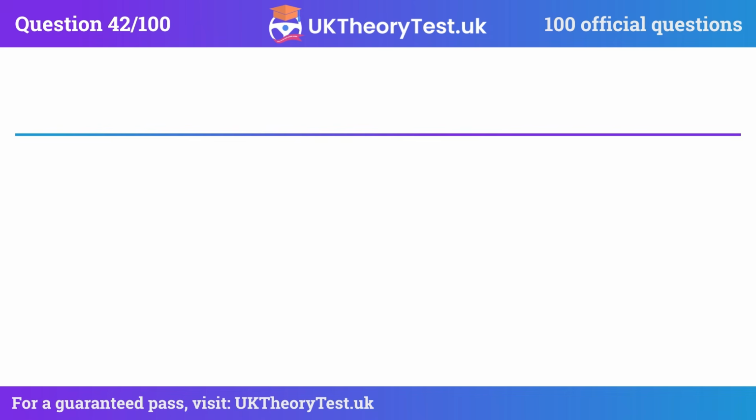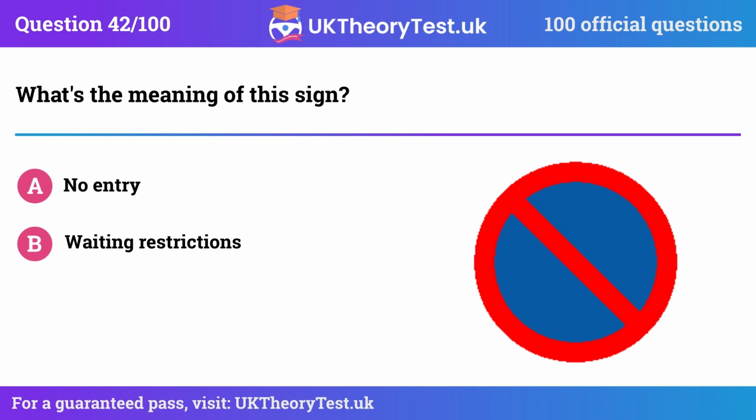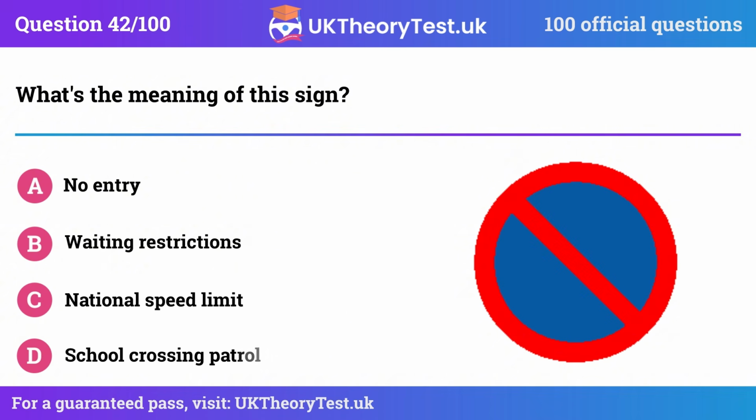Question 42. What's the meaning of this sign? A. No entry. B. Waiting restrictions. C. National speed limit. D. School crossing patrol.